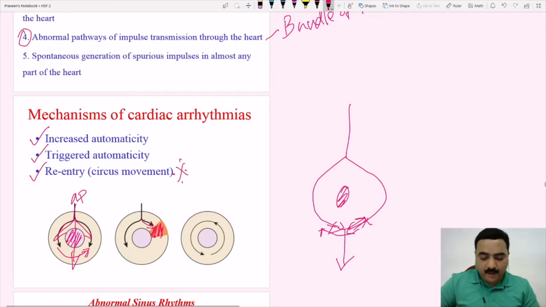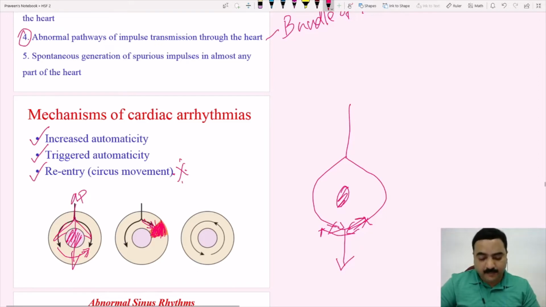Why has this tissue been unable to conduct for a fraction of a second? Maybe due to a lack of oxygen, a transient ischemia, which lasted for a fraction of a second, and that tissue was not able to respond to the impulse that was coming, and the impulse got blocked over there. So this block is not permanent. This block is for a very short duration of time. In that short duration, the impulse was not able to bifurcate and pass through.